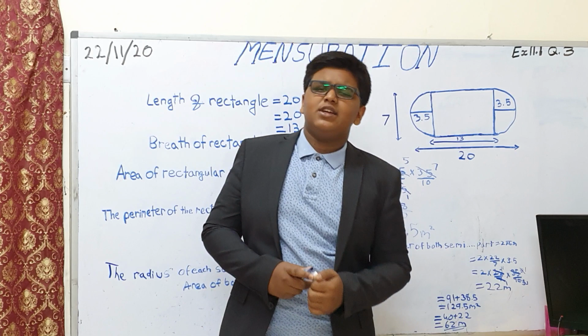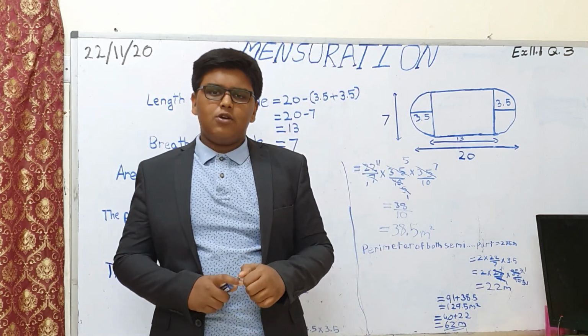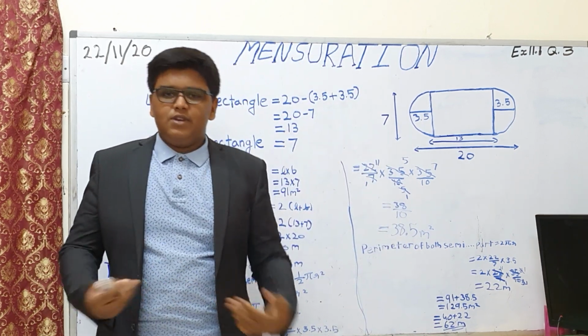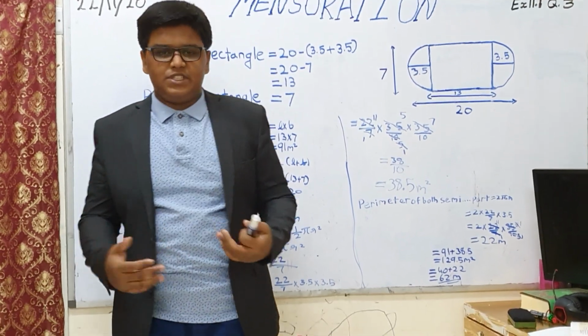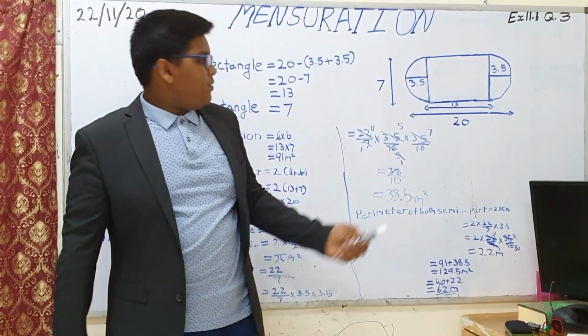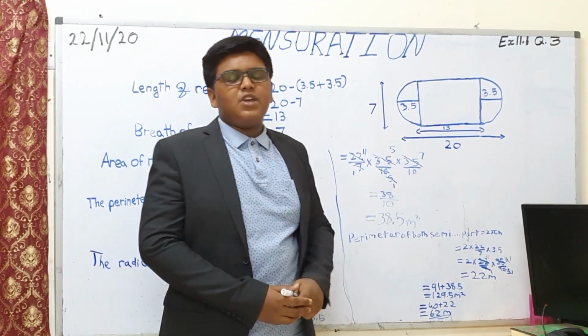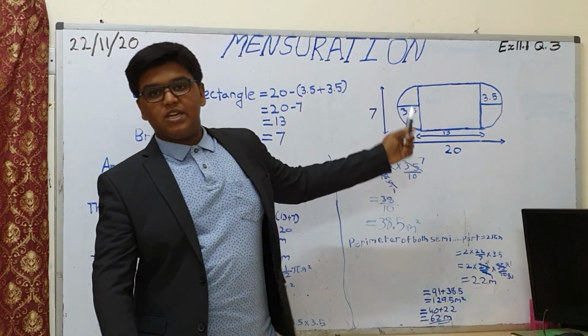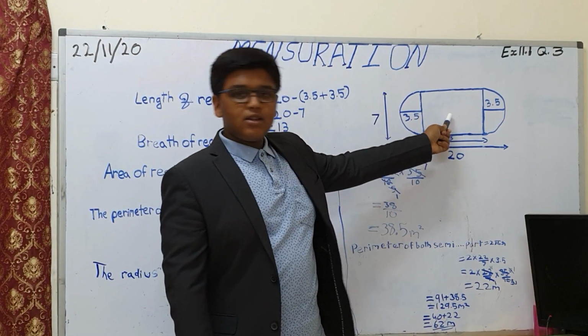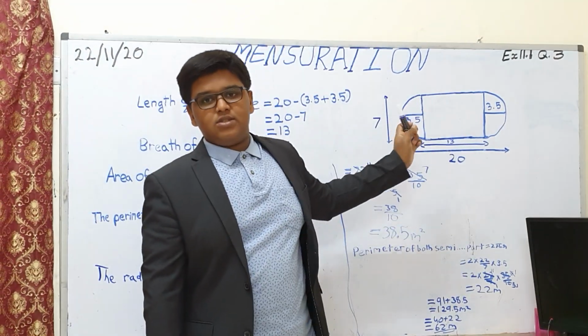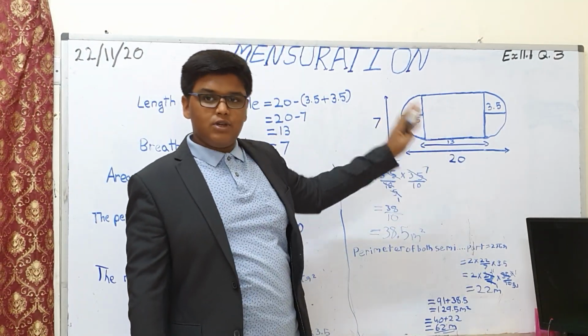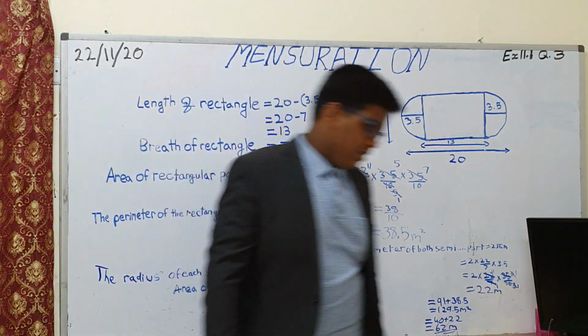Now, imagine any garden near your house or a garden which you have visited, and it will be of this shape. So what we have to do is find the perimeter of the rectangle and the two semicircles, for finding the whole garden's perimeter and area.